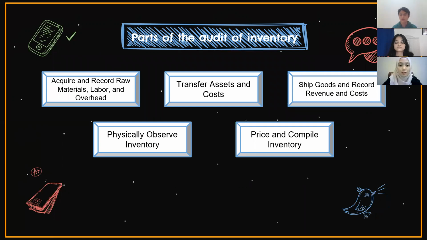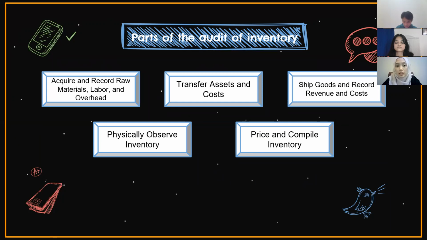There are 5 parts of the audit of inventory and warehousing cycle. First one, acquire and record raw material, labor, and overhead. This part of the audit includes the first 3 functions in cycle before. These include processing purchase order, receiving raw materials, and storing raw materials.